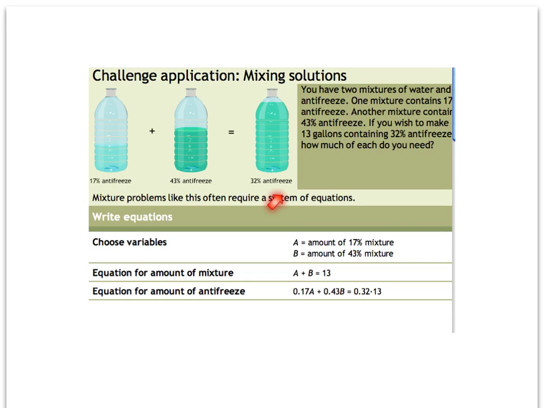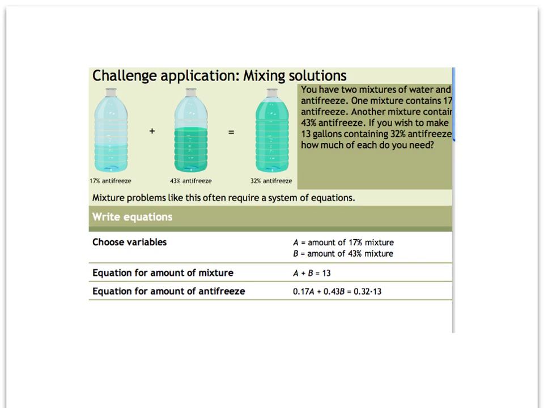The reason it lands in systems of equations is because we have 2 variables, and that means we're going to need 2 equations, or a system of equations, to get an answer. And just so you know, if there were 3 variables, it would take 3. If there were 4, it would take 4 equations. You need as many equations as you have variables to come up with a solution.